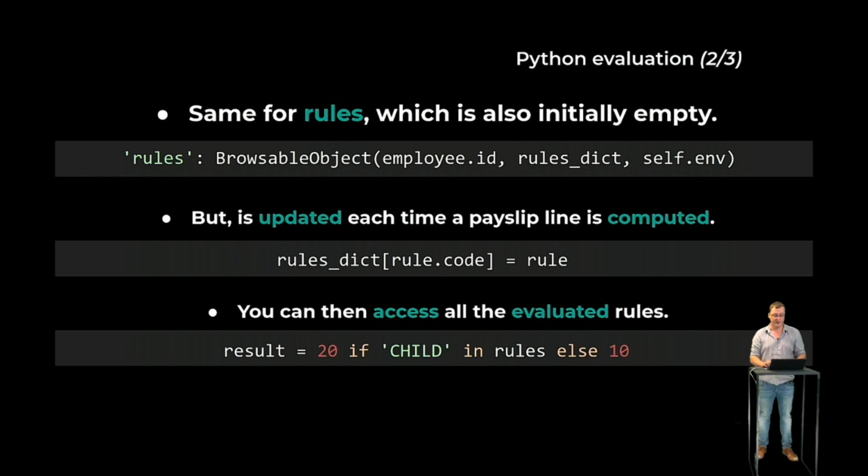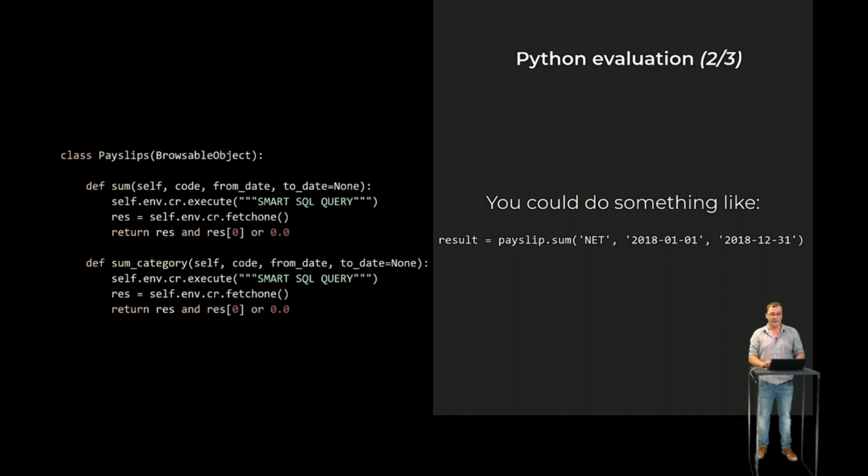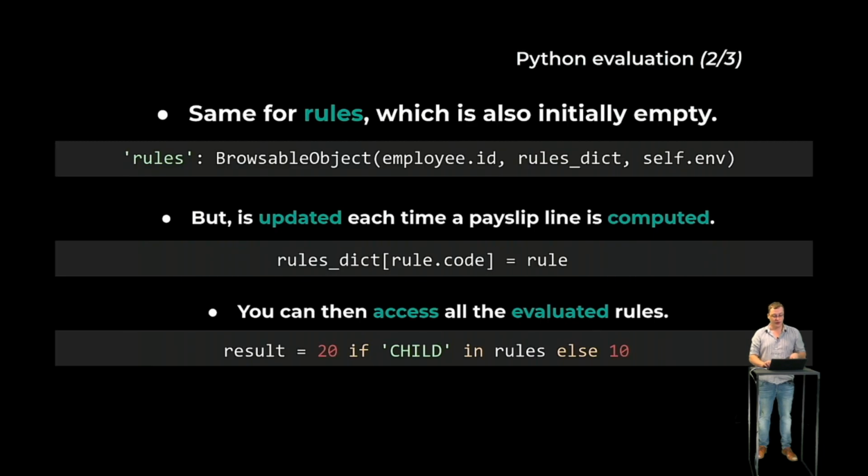The same applies for the rule elements, which is also an empty dictionary at the beginning of the computation. Each time a payslip is computed, the dictionary will be updated with the applied rule code. So if you want to apply a certain amount only if another rule has been applied on the payslip, you can define the amount as result equal 20 if child in rules, else 10. Also, it's quite easy. And so it's for the rules.